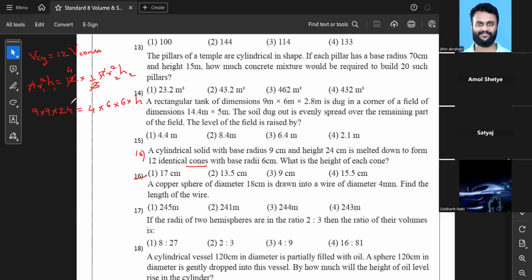Now simply do the cancellations. 24 is 6 fours. It's done. 3 threes are 9, 3 twos are 6, and I guess that's it. The height comes to be 9 into 3, 27 divided by 2. That is, did I miss something? 13.5. Do we have an option? Yeah, we do have an option. Yeah, 13.5.